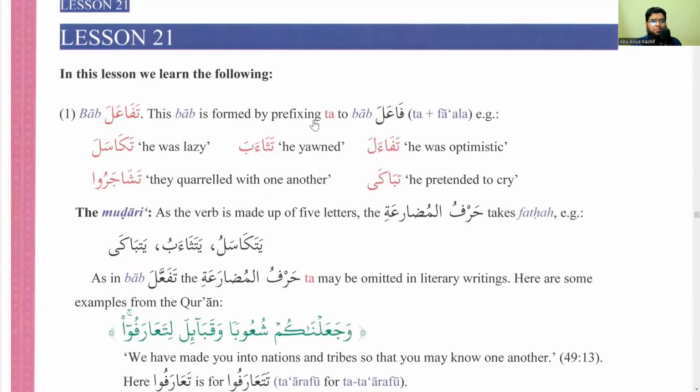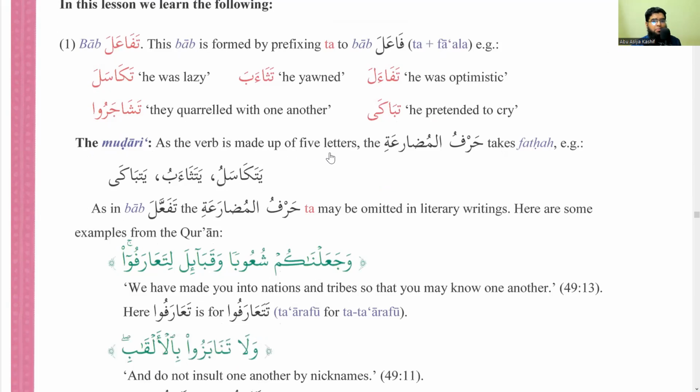This bab is formed by prefixing the ta to a bab fa'ala. Example, takasala. So form 3, you take form 3 and add ta. He was lazy. Tatha'aba, he yawned. Tafa'ala, he was optimistic. Tashajadu, they quarreled with one another. Tabaka, he pretended to cry.